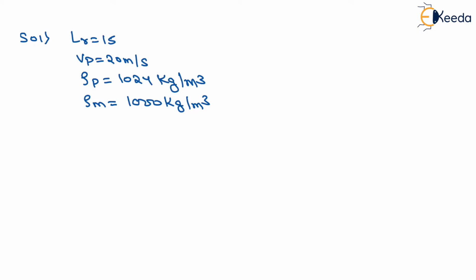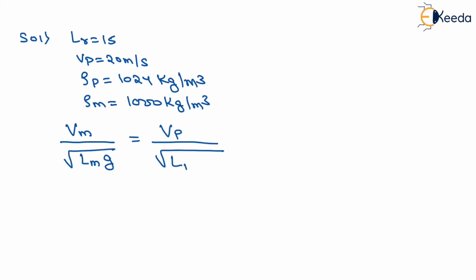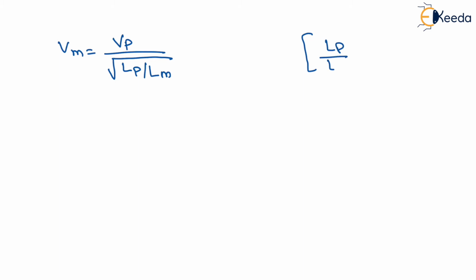Now for velocity of model, we have to use the Froude's model law here. With the help of Froude model law, we can write the equation as velocity of model upon under root of Lm into g equals velocity of prototype upon under root of Lp into g. Now after solving this, we will have the velocity of model equals under root of Lm upon Lp into Vp, because g and g will cancel out each other. Now we will simplify this equation and write Vm equals Vp upon under root of Lp upon Lm. Now this Lp upon Lm is known as Lr, which is given in the question, that is 15.